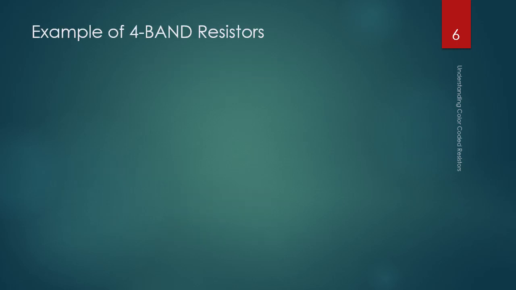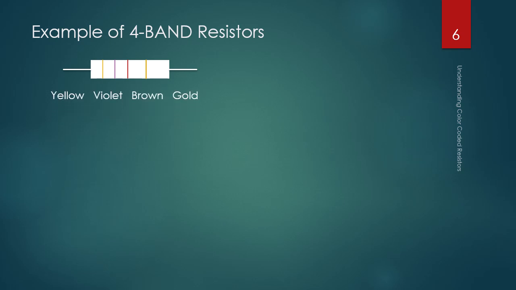Now let us take some examples of 4-band resistors. Let the first one have bands yellow, violet, brown and gold. For yellow and violet, we assign significant digits. Brown, being the third band, is the multiplier band, and gold, being the last or tolerance band, gives the tolerance value. The assigned value for yellow is 4. For violet, the significant digit is 7. For brown, the multiplier value is 10 to the power 1, that is 10. And for gold, the tolerance value is plus or minus 5%.